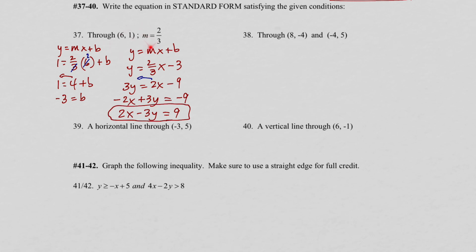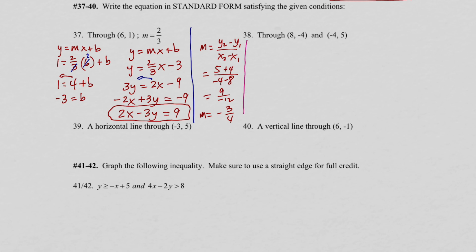For number 38, we're going to do something similar to this, but we have one more step, because we don't even have an m like they did over here, so we have to get the m. So our m is y2 minus y1 over x2 minus x1, which is 5 minus negative 4, that's a 5 plus a 4, over negative 4 minus 8, which is 9 over negative 12, which reduces to negative, dividing by 3, 3/4. So that's our m. Let's put a line between this so we can see what we're doing.